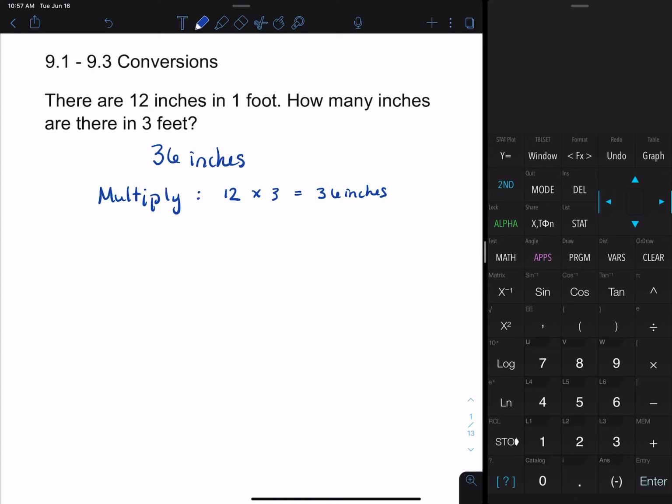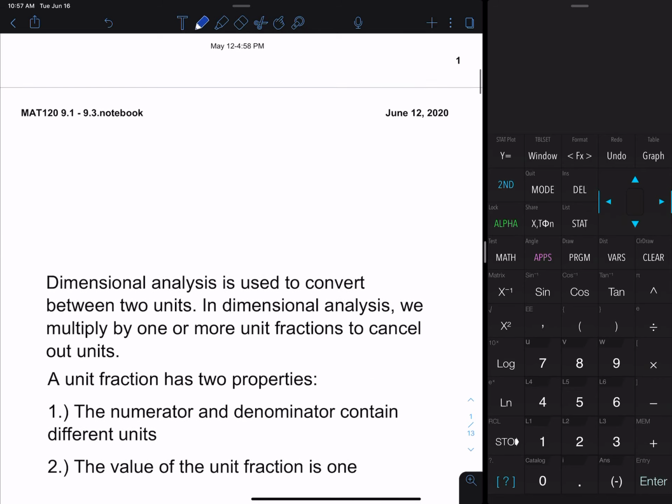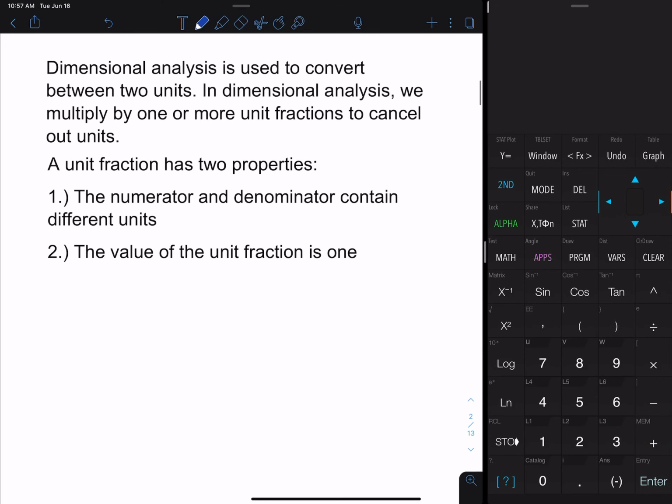So what we're going to do today is learn about dimensional analysis or unit analysis, which is a little bit more formal way to talk through this process. So dimensional analysis is used to convert between two units. In dimensional analysis, we multiply by one or more unit fractions to cancel out units. A unit fraction has two properties. The numerator and the denominator contain different units, and the value of the unit fraction is 1.